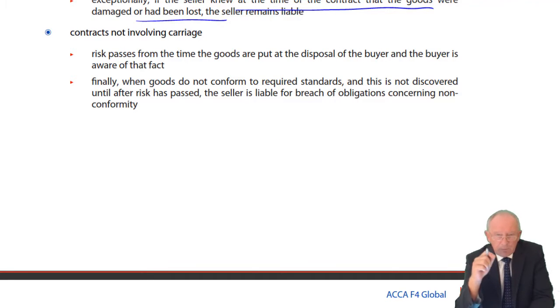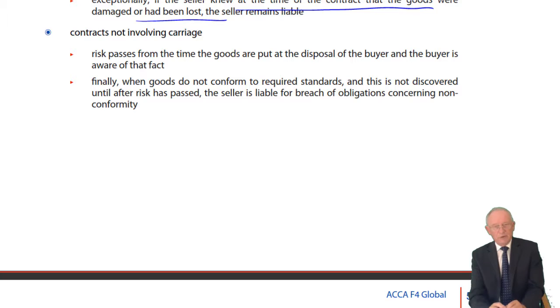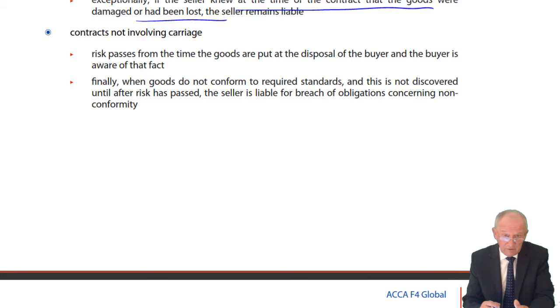Contracts not involving carriage. Risk passes from the time the goods are put at the disposal of the buyer. This is not involving carriage. This is at my premises. And you ring me up, or you email me, or you telex me, and you say, do you have 20 flatback wardrobes? Yes, I do. But no contract, no carriage is involved.